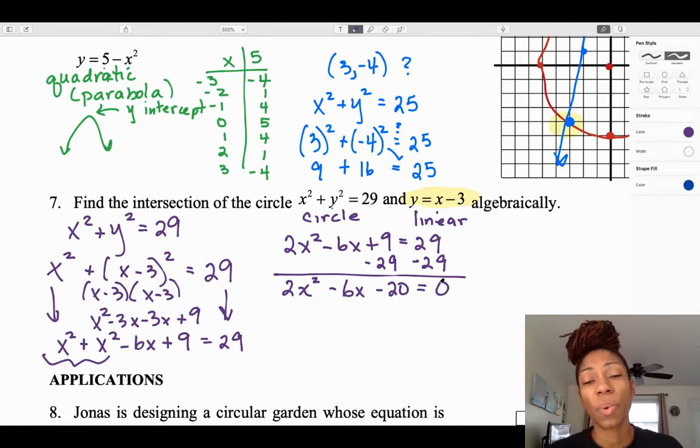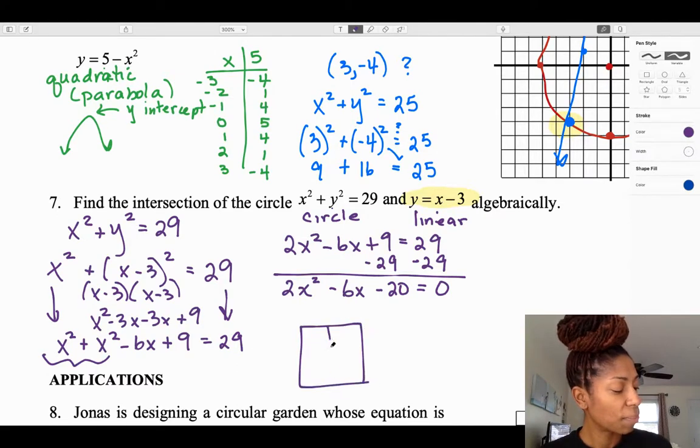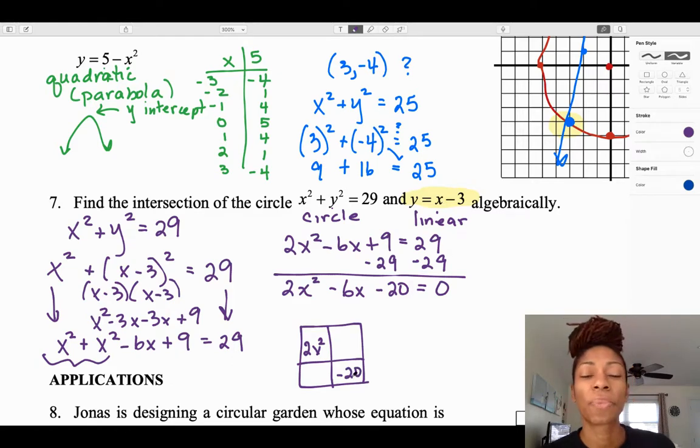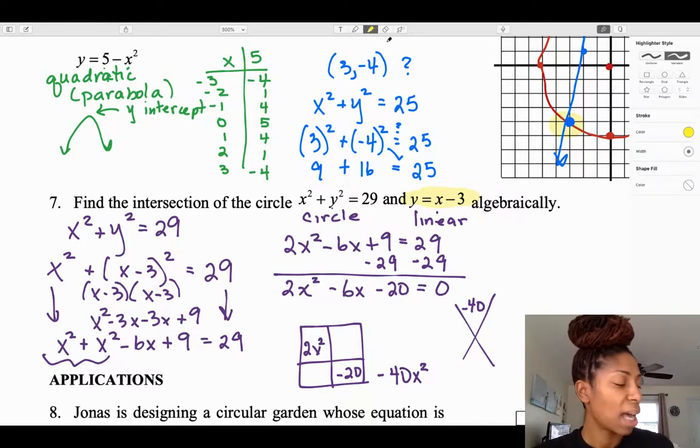Now I'm going to solve this quadratic equation. This quadratic equation is going to give me 2 solutions, and that's going to be real easy to find the y's that go with the x's. So let's use the box method. You put the first term in the first box, and the last term in the last box and multiply. 2x squared times negative 20 is negative 40x squared. And now I do my product and sum.